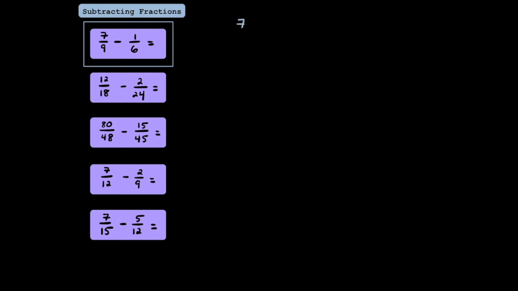In this first example, we have 7/9 minus 1/6. Notice how they don't have common denominators. To get the common denominator for 9 and 6, we can use the ladder method. 3 is a common factor, and we're left with 3 and 2. Multiplying these diagonals, we'll get 18 either way.